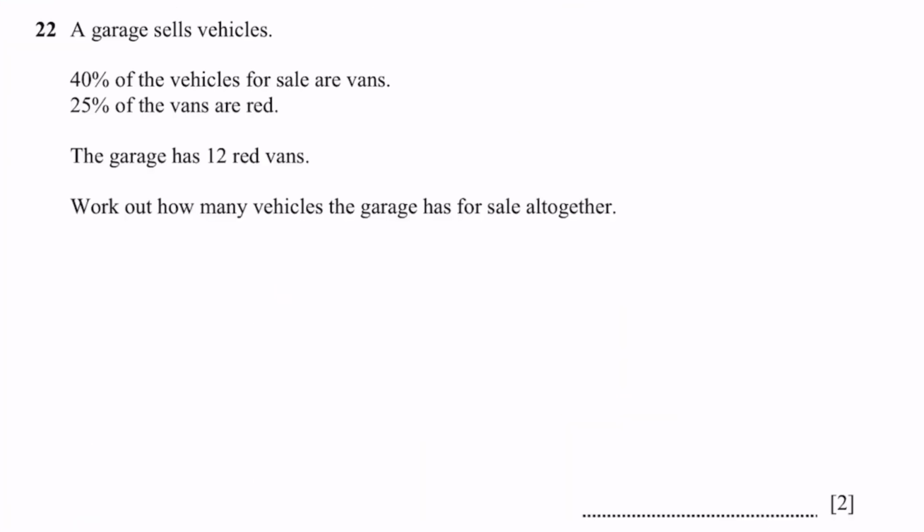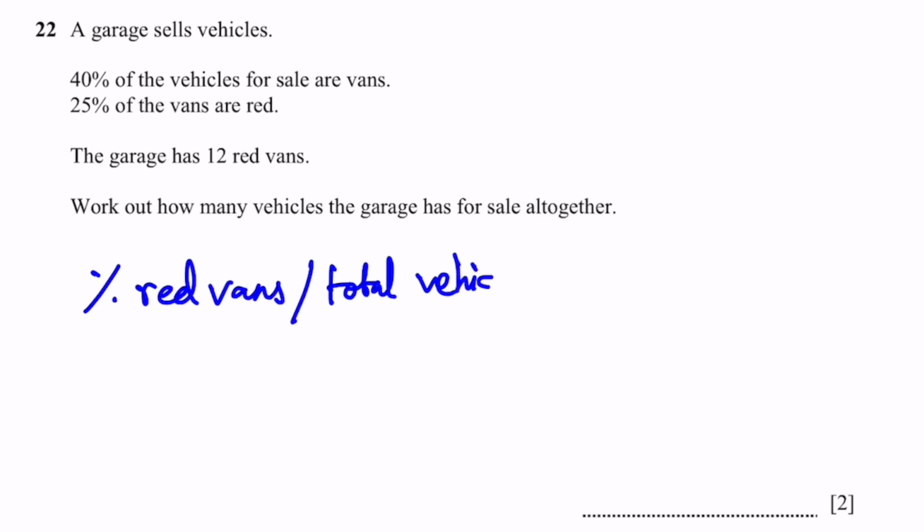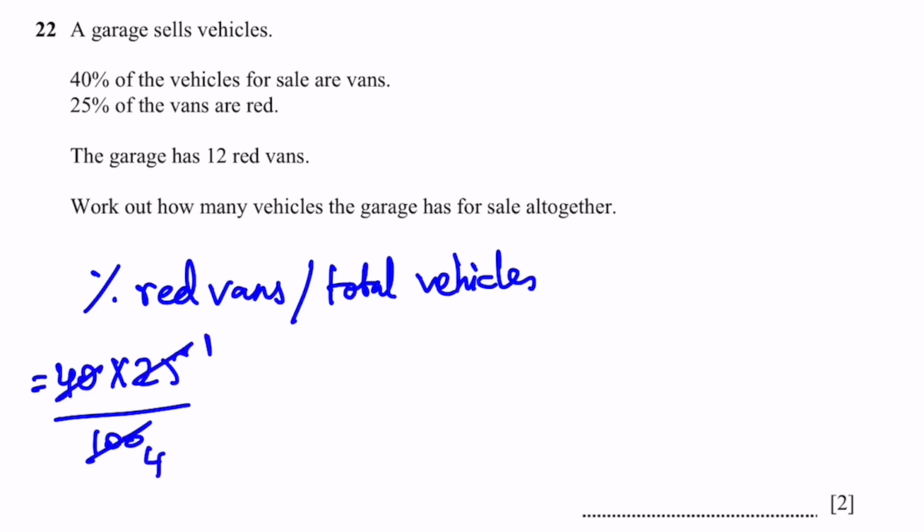Question 22. A garage sells vehicles. 40% are vans and 25% of the vans are red. The garage has 12 red vans. Work out how many vehicles the garage has for sale altogether. So first we find out the percentage of red vans out of total vehicles. We just multiply these two percentages together and then divide by 100. It's equal to 40 into 25 by 100. Cancel. 1, 4, 10, 1. That's equal to 10%. And that's equal to 12 vans.